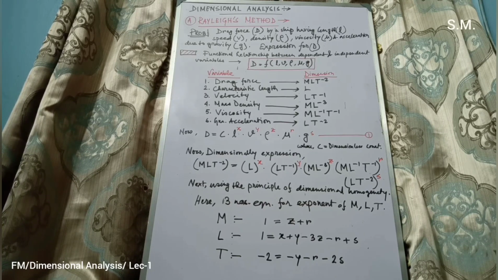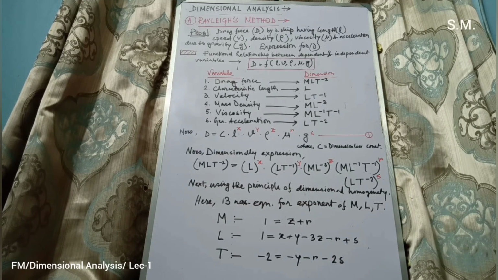Now we have to find out which are independent variables and which is the dependent variable. In any problem there is only one dependent variable, and the others are independent variables. So we have to find that out first. It is very simple in this case: the drag force is the single dependent variable, which depends on these independent variables.